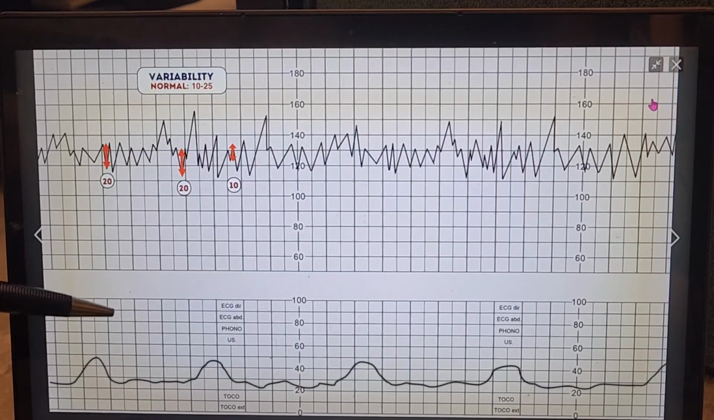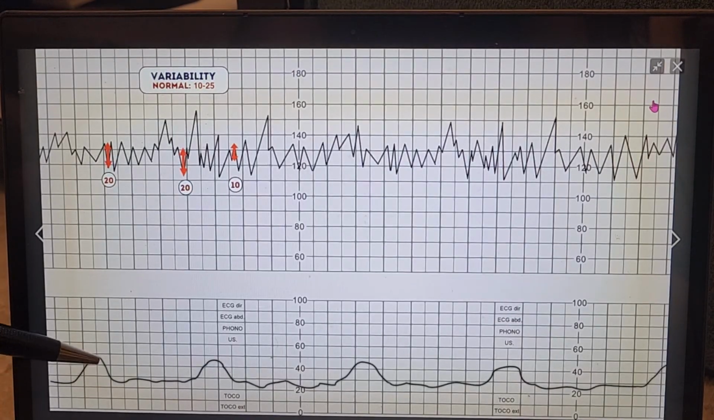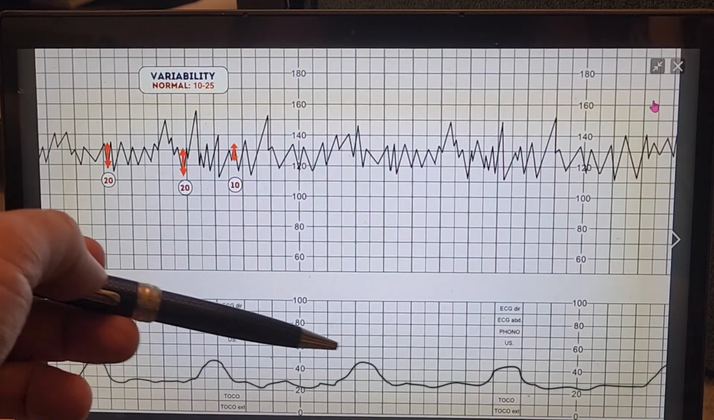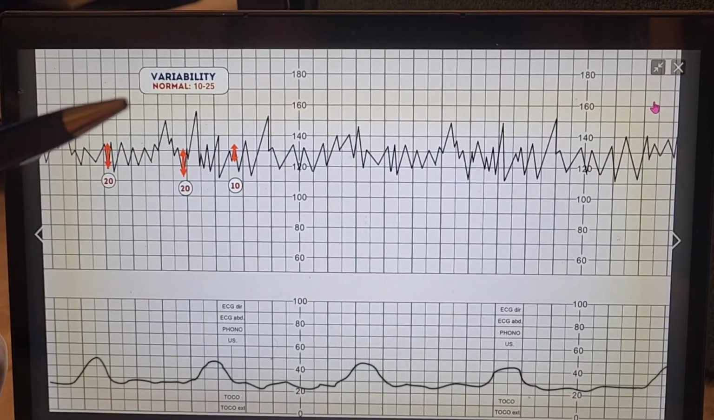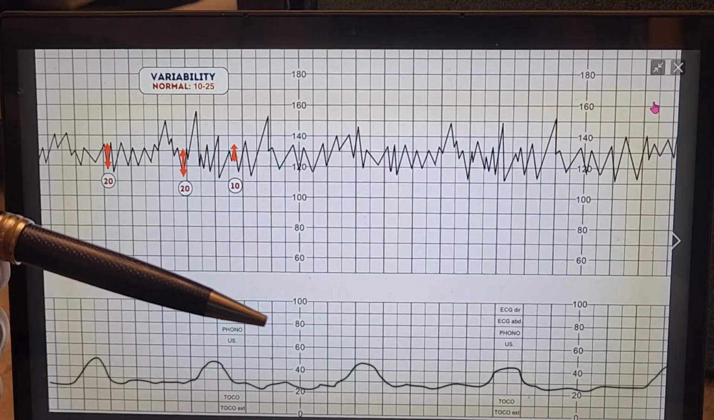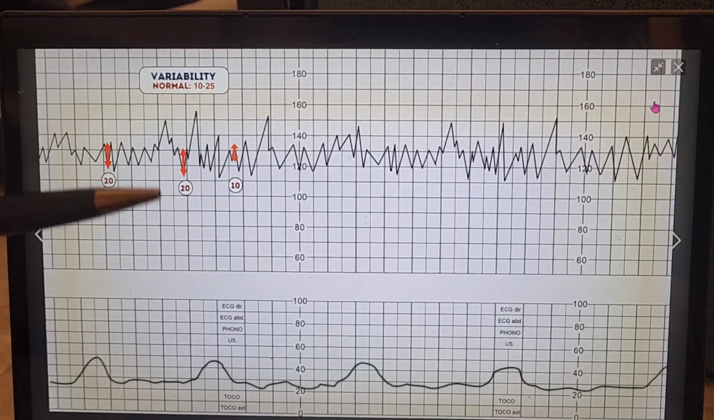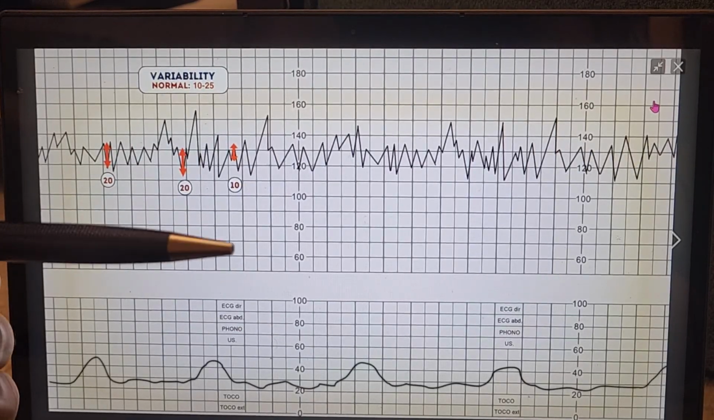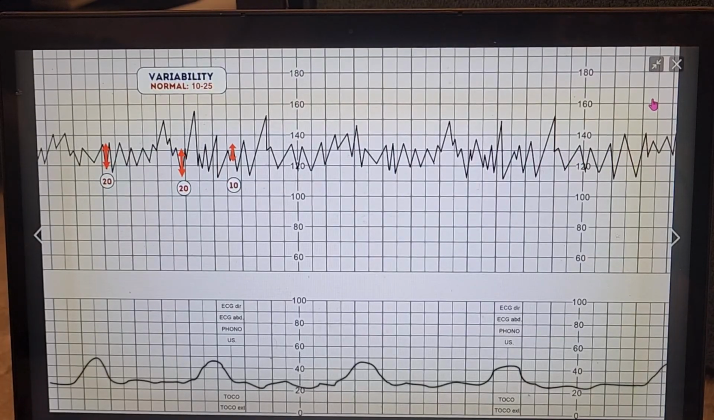Okay, so the Montevideo unit is the sum of the number of millimeters as an amplitude of all the contractions in 10 minutes, and that represents the uterine contractility. But as I said, if you want to know the magic number for effective labor, it's more than 200. If it's less than that, you may have to use Syntocinon for augmentation or for stimulation.